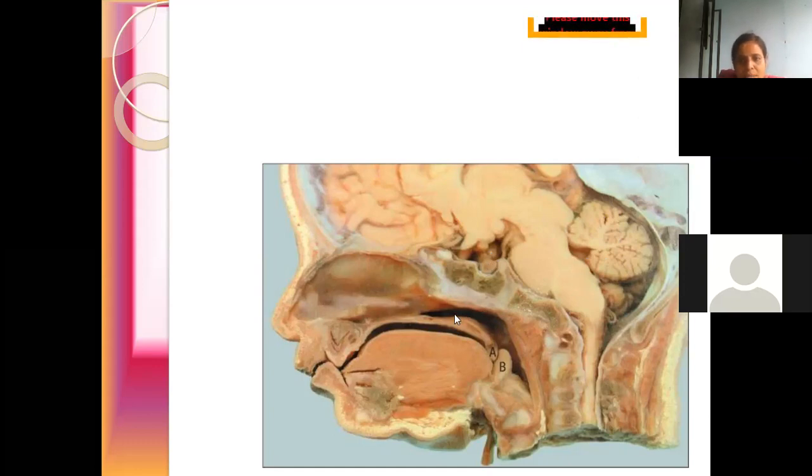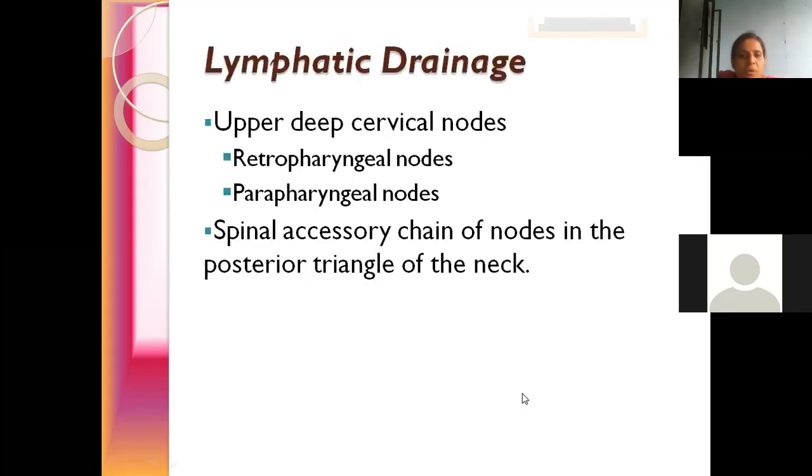Behind the nose, this area is the nasopharynx. This is all soft palate. This is soft palate, A is the uvula, that small tongue. Then this is our tongue, genioglossus muscle. This B is the epiglottis, right? Behind the epiglottis, laryngopharynx. So this is the real specimen that you will have.